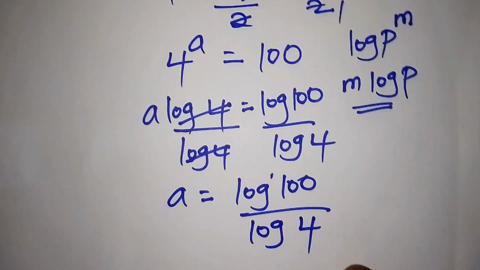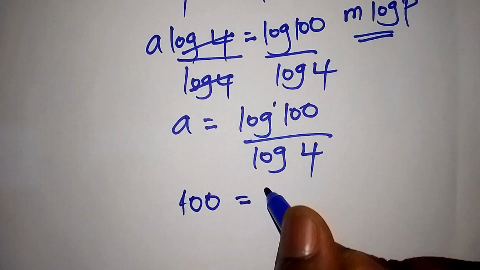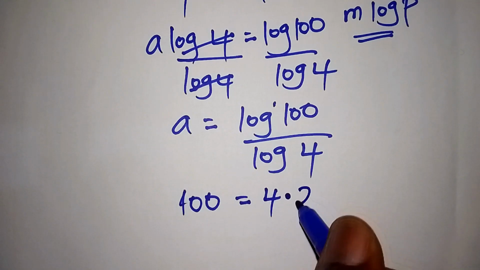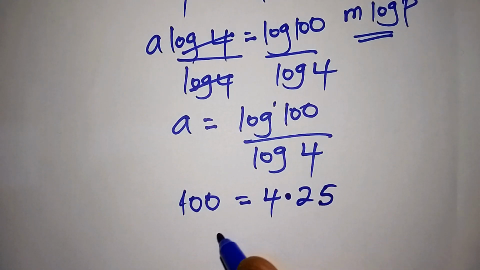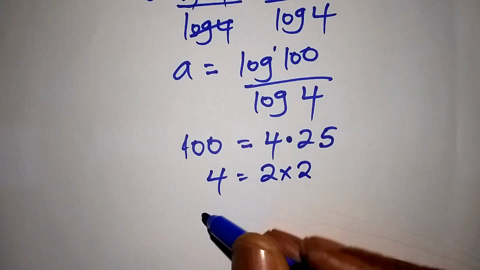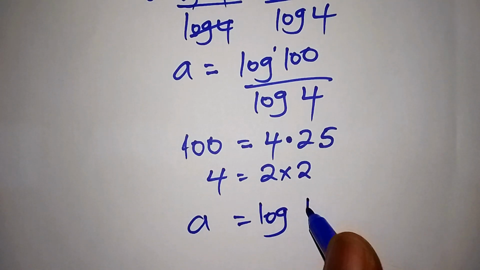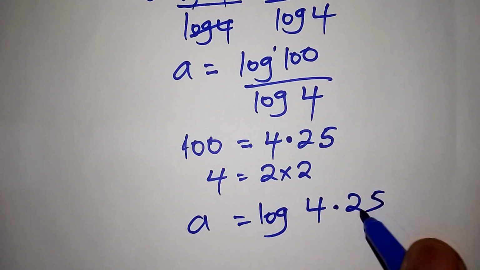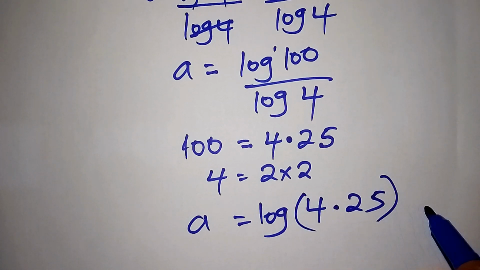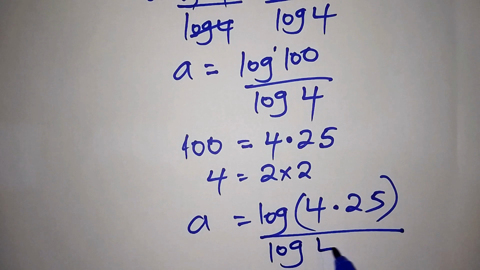This is to mean that 100 can also be written as 4 multiplied by 25. And 4 can also be written as 2 multiplied by 2. So we can now have a is equal to the log of 4 multiplied by 25, then all over the log of 4.